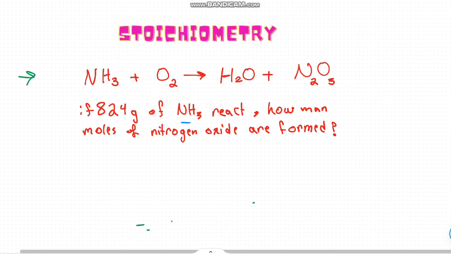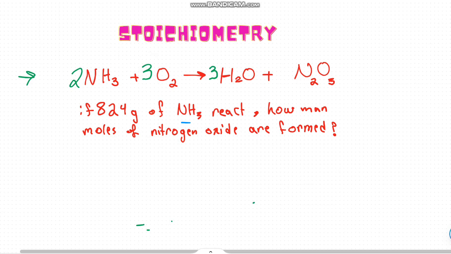is already balanced. 1 nitrogen on the left side, 2 nitrogens on the right side, multiply this by 2. Hydrogen: 6 and 2 here, so we multiply it by 3. Now we have 6 and 6 hydrogens. Oxygen on the reactants, we have 2 atoms, and 6 on the products, we can multiply this by 3. Now we have 6 and 6. Now we can read the question.